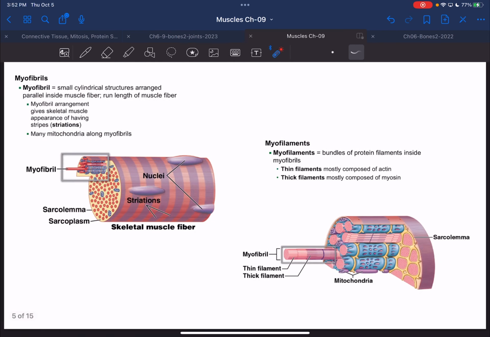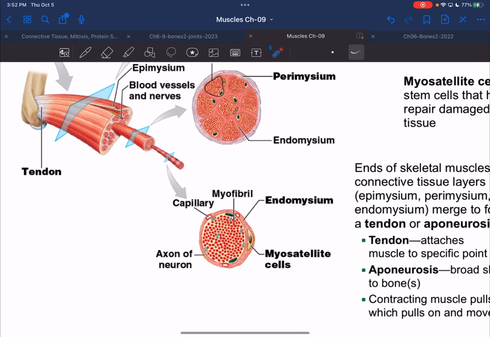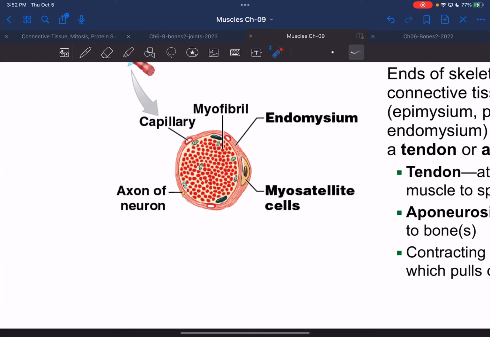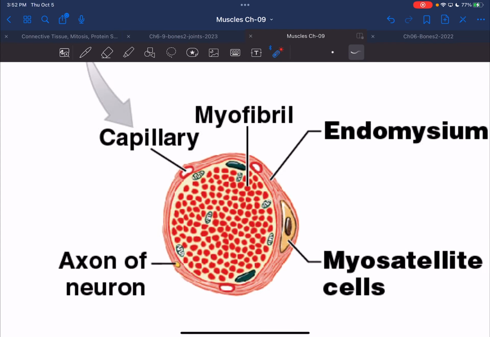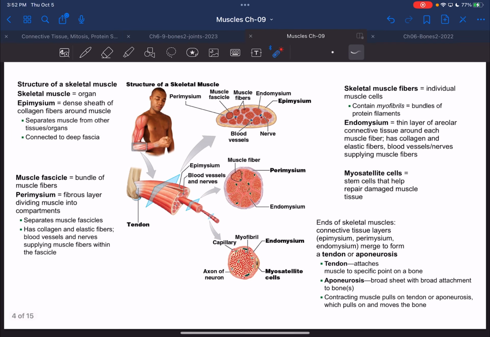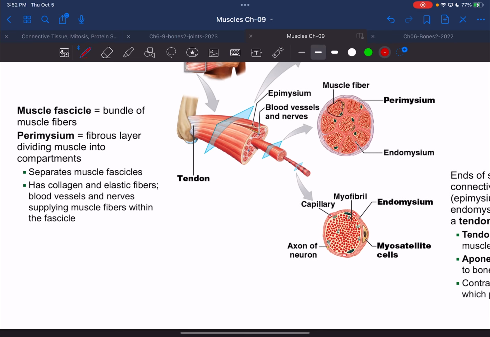Now, as we're going into the organization of a muscle cell, we have to establish where we're at. What we're looking at in this first picture, you can see that I'm starting small here. This is a muscle fiber, or a muscle cell.